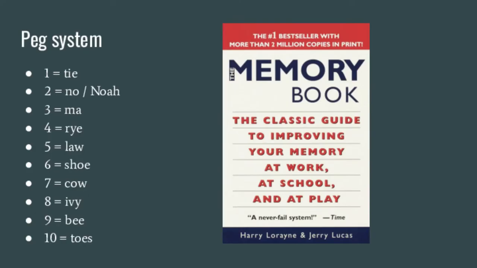All right, so when I need to memorize a list of something, because I've used these for a long time, I know these. I know one is tie, I know two is Noah, I know three is ma. So I've practiced these, so these are stuck in my mind. So when it comes to memorizing an actual list, I create a visual association between the list item and the peg. Let's say I want to memorize the characteristics of mammals for a biology test.